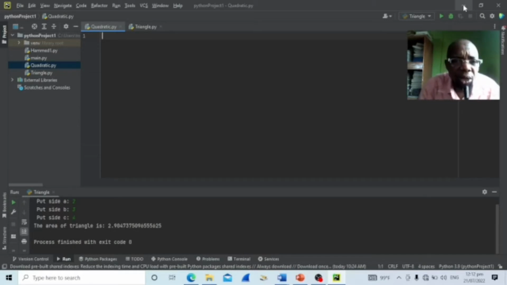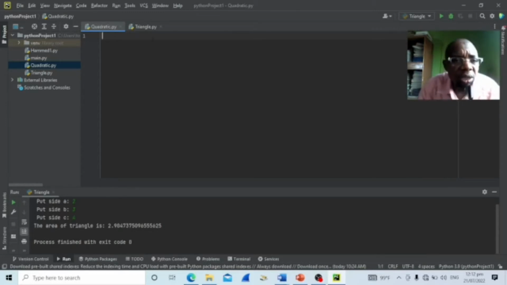Solving a quadratic equation is very popular in mathematics, and the formula is x equals minus b plus or minus the square root of b squared minus 4ac, over 2a. So that is the formula I want to follow now.